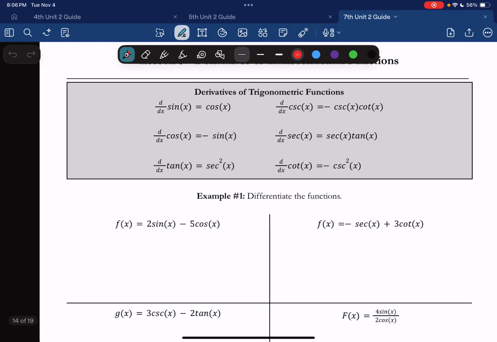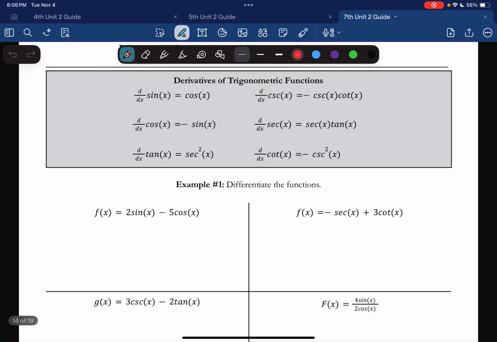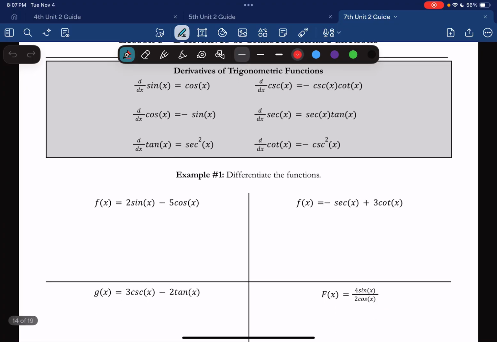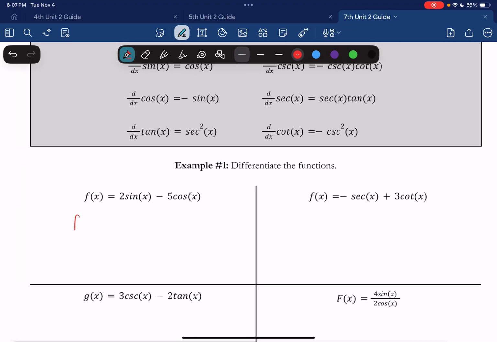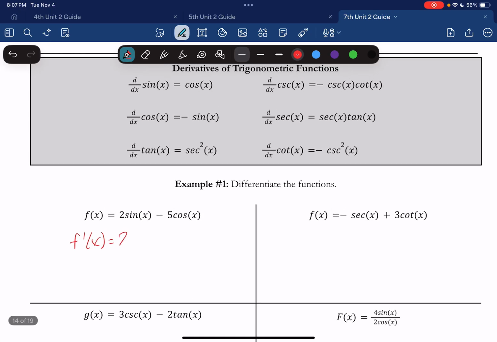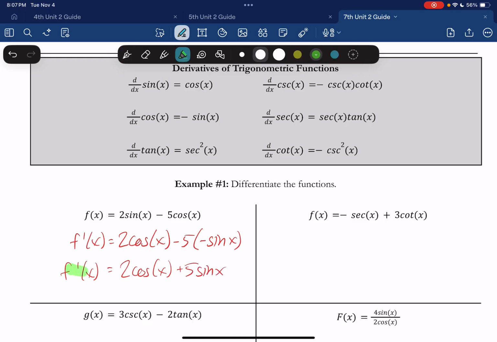So if I want to differentiate these, first I have f of x is 2 sine x minus 5 cosine x. My derivative, f prime x. So the derivative of sine is cosine, so 2 cosine x minus 5, and then the derivative of cosine is negative sine x. So that gets me f prime of x is 2 cosine x plus 5 sine x as my derivative there.